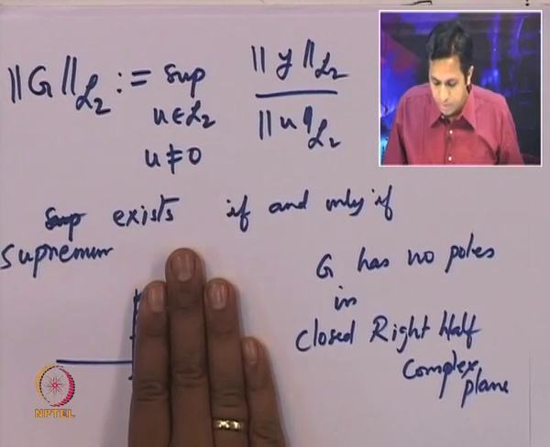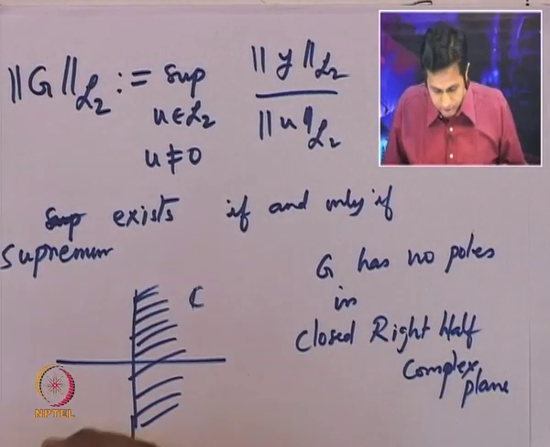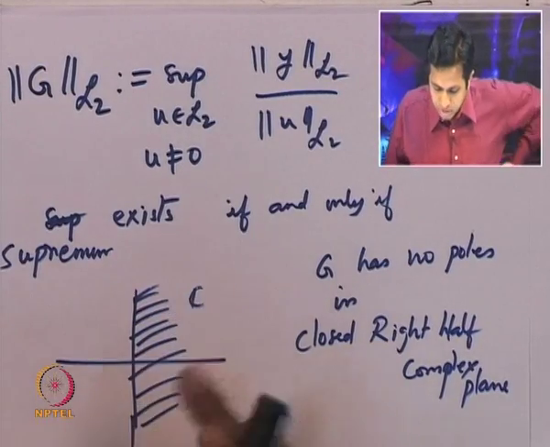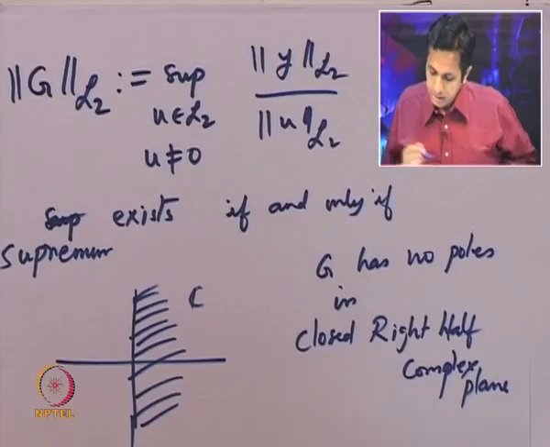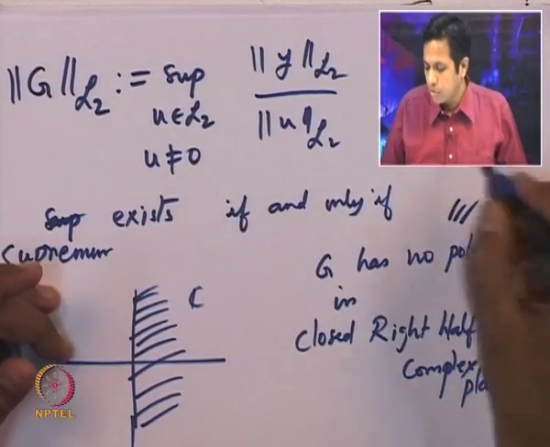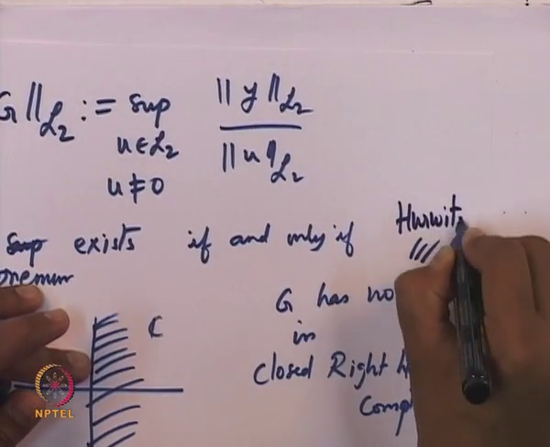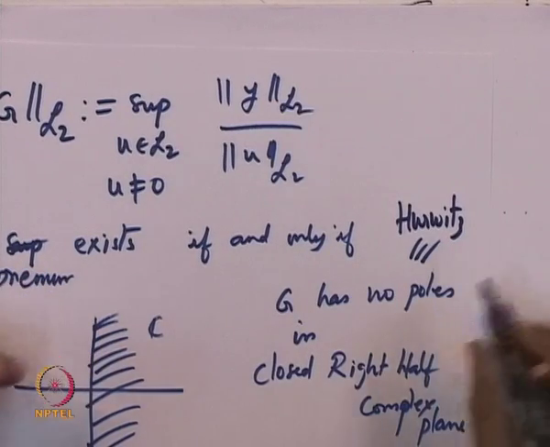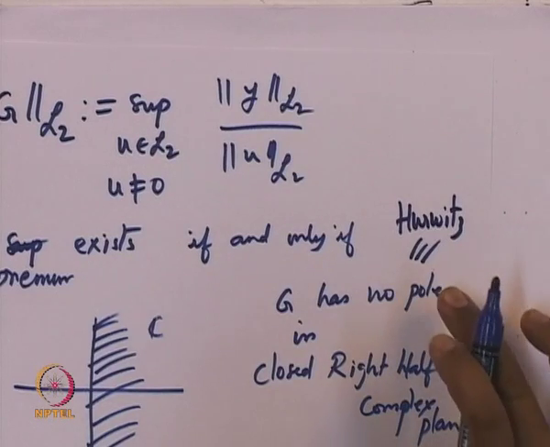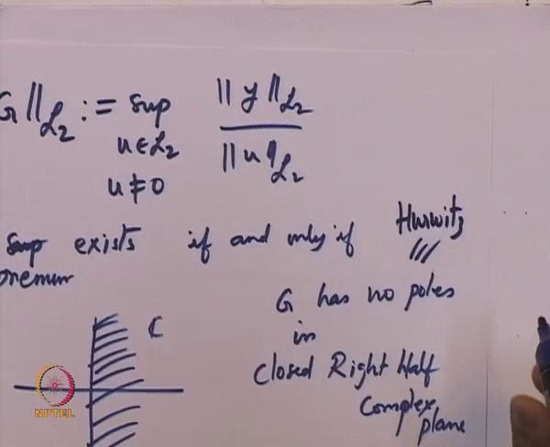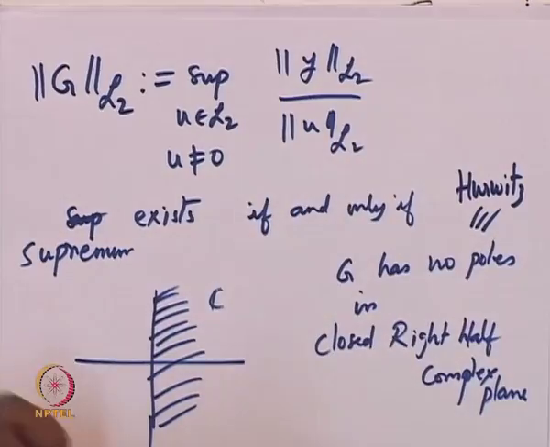The right half complex plane is where I put my fingers. To say closed means it includes its boundary. The imaginary axis is its boundary. If it has no poles in the closed right half complex plane, that is when we will call G Hurwitz. Hurwitz also depends on the context, and in this context it means, when G is rational, a ratio of two polynomials, G having no poles in the closed right half complex plane. That is precisely the case when this supremum that we have defined here is a finite value.